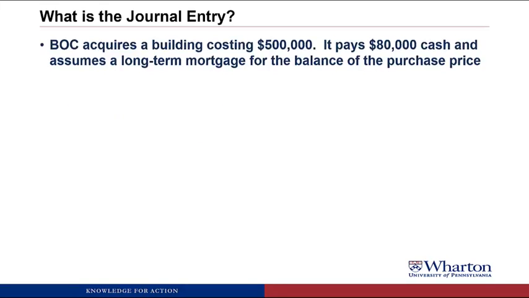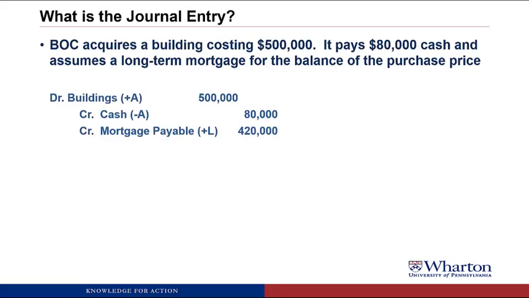BOC acquires a building costing $500,000. It pays $80,000 cash and assumes a long-term mortgage for the balance of the purchase price. The accounts involved in this transaction are buildings, which are going up, cash, which is going down, and mortgage payable, which is going up. It's a liability that's increasing as we take out the mortgage.